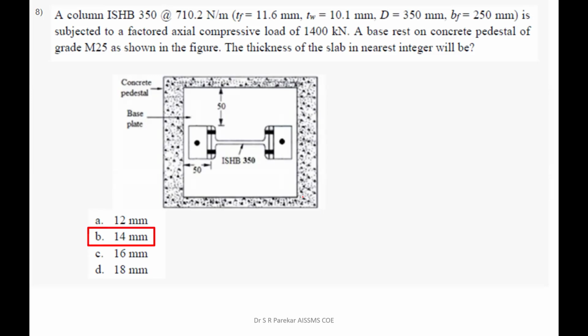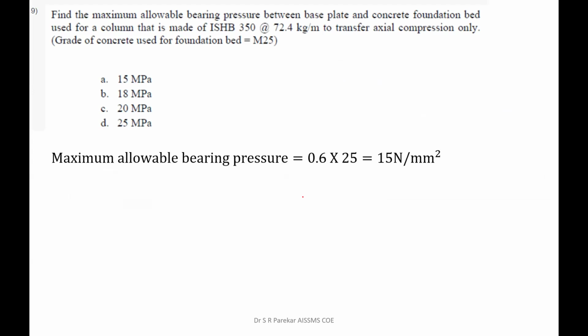So the option is B. And then we have the last question: find the maximum allowable bearing pressure between the base plate and concrete foundation. The maximum allowable bearing value is 0.6 into 25, that is 15 MPa. So we have the value 15 MPa, option is A. So likewise, we have to solve the questions of assignment 12, and this completes all your assignments of NPTEL. Now we will stop here only. Thank you.